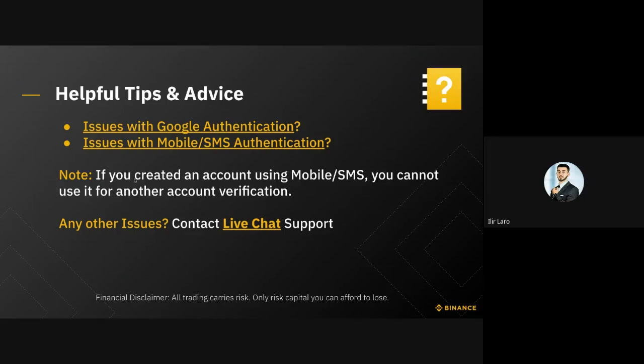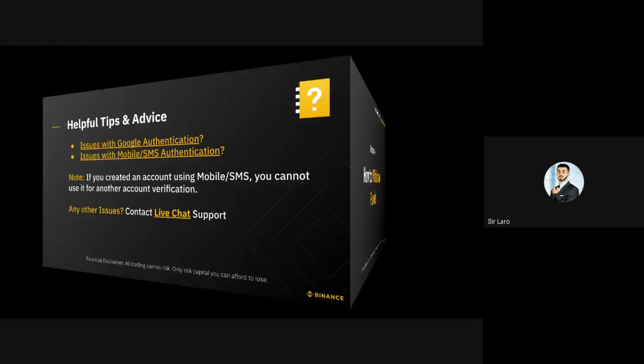Something to note is if you have created an account using mobile SMS, you cannot use it for another account. So you cannot use the same authentication for another account. This is something to keep on top of.